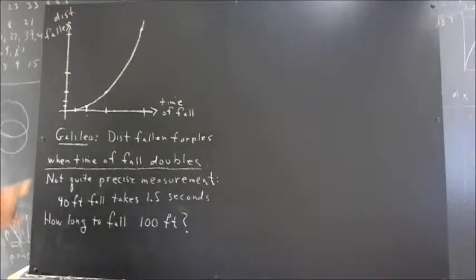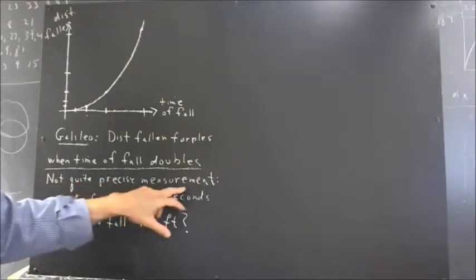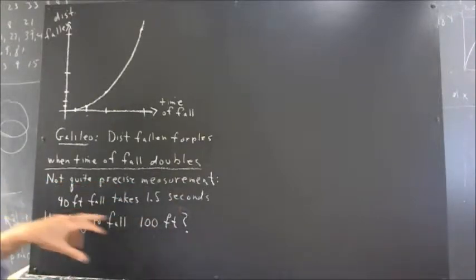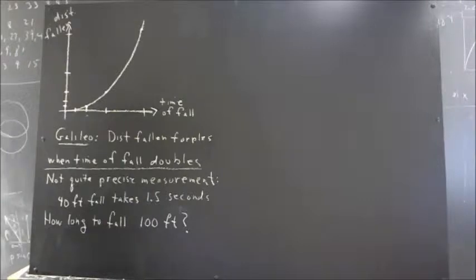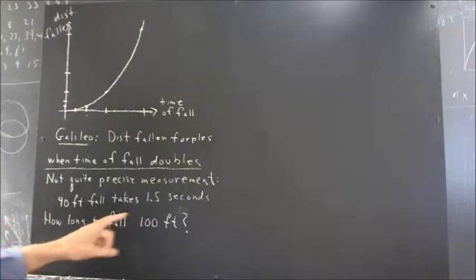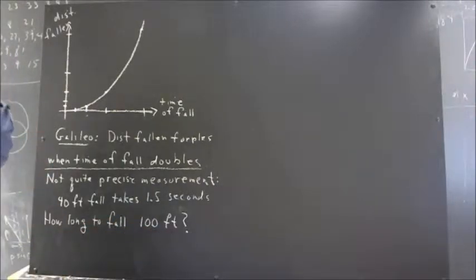Okay, now let's say we do a not quite precise measurement and find that a 40-foot fall takes 1.5 seconds. Then the question is, how long does it take to fall 100 feet? Now, there's a way to use proportionality to solve this, and it's fairly straightforward, and we will probably talk about that in a second. But let's talk about the graphical method of labeling this graph. This graph is not yet labeled.